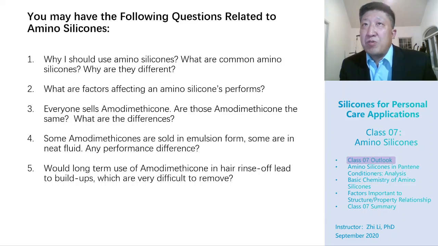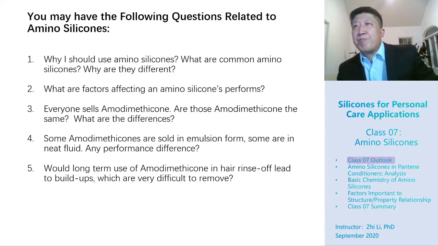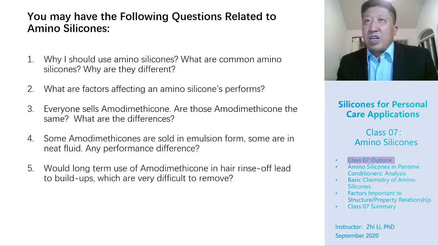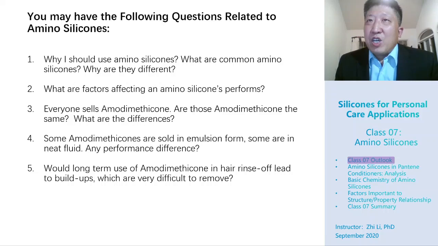I summarize a couple. First, why should I use aminosilicone in the first place? What are common aminosilicones? I talked a little bit, but why are they different? Okay, we're going to talk about those on a very high level. What are factors affecting an aminosilicone's performance? Okay, this we're going to go a little bit into the structure function property relationship.